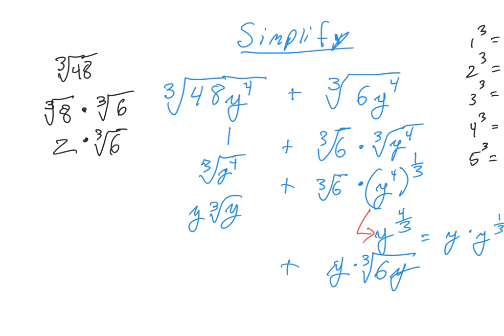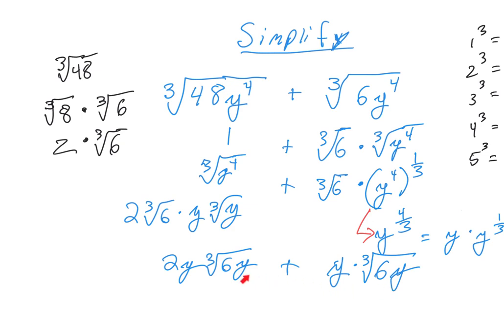So bringing that one down, out in front, I'm going to have 2 times the cube root of 6 times y times the cube root of y. I have 2 things in cube roots. They can combine into the cube root of 6y. And then out in front, I have 2y. Again, the 2 and the y are not inside of the cube roots, so they can multiply to 2y. The 2 things inside the cube roots multiply, cube root of 6y.